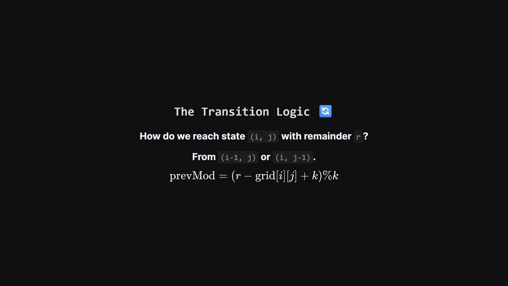To figure out the value for a specific cell and remainder r, we look backwards. We could have come from the cell above or the cell to the left. But what remainder did we need before stepping onto the current cell? Well, if we want our new total to have remainder r, the previous remainder plus the current cell's value must equal r modulo k. Rearranging this, the previous remainder is r minus the current value. We add k before taking the modulo just to handle any negative results cleanly.